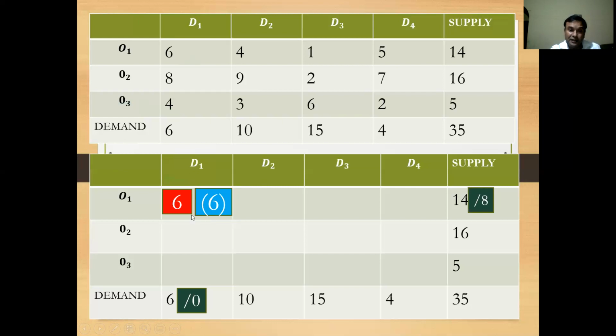Then the total requirement of destination 1 is finished. Now we think about destination 2, destination 3, destination 4, and origin 1, origin 2, and origin 3. Now what will be the second northwest corner? Definitely the second northwest corner will be origin 1 and destination 2. This will be the second top left corner, and here the total available item is 8, but the requirement is 10. So a maximum of 8 items can be supplied here. Therefore, we write 8 there.